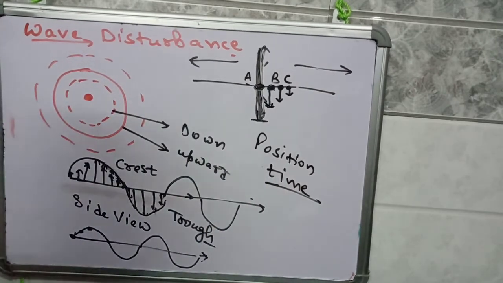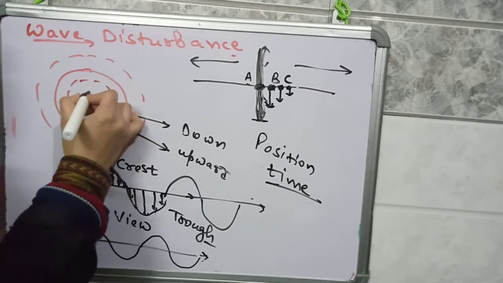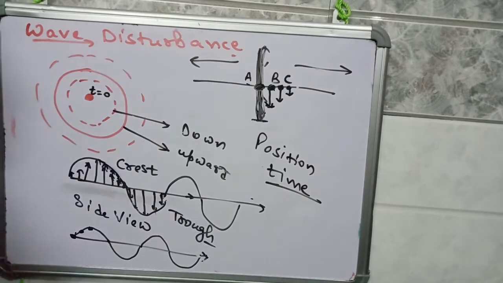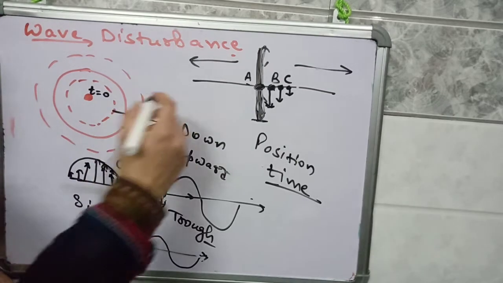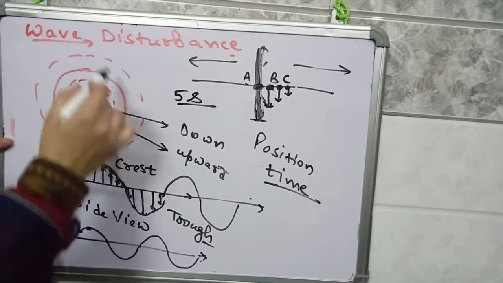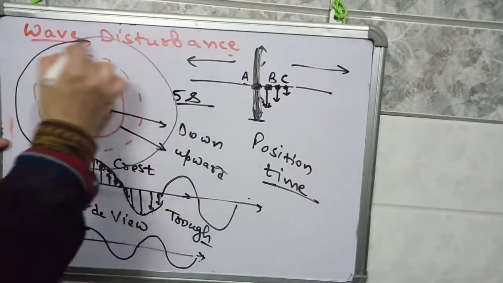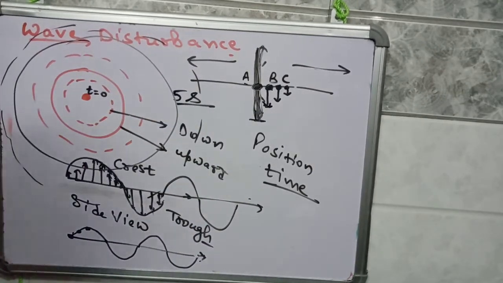Suppose when we hit the water with the help of a stone, that time is equal to 0. After 5 seconds, you will observe a ring pattern on the water surface like this. Ring pattern will be observed by you after some time. So after 5 seconds, how much distance has the wave traveled?